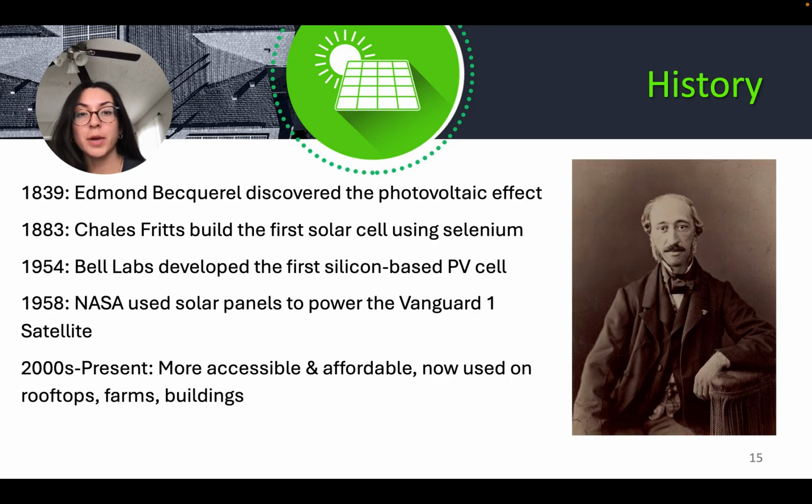So the history of solar panels actually starts way back in 1839 when Edmund Becquerel discovered the photovoltaic effect. Then in the 1880s, Charles Fritts made the first solar cell using selenium, which wasn't super efficient, but it was a start. Fast forward to 1954, and that's when Bell Labs came out with the first silicon-based solar cell. A few years later, in 1958, NASA used solar panels to power the Vanguard 1 satellite, which was a big deal for space tech. And from the 2000s to now, solar has gotten way more affordable and is showing up everywhere on rooftops, farms, buildings, etc.